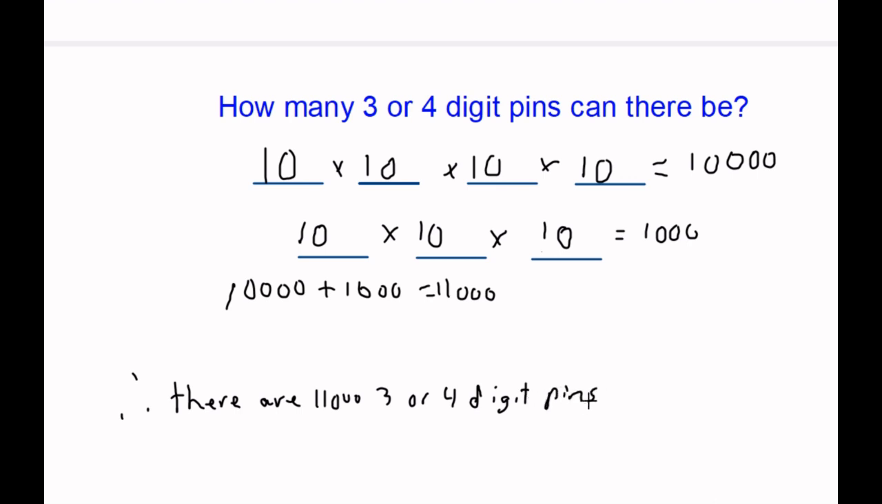A really important difference between the fundamental counting principle and the additive counting principle: the fundamental counting principle is when you have one thing and another, in which case you multiply. The additive counting principle is when you have one thing or another thing, in which case you add those things together.